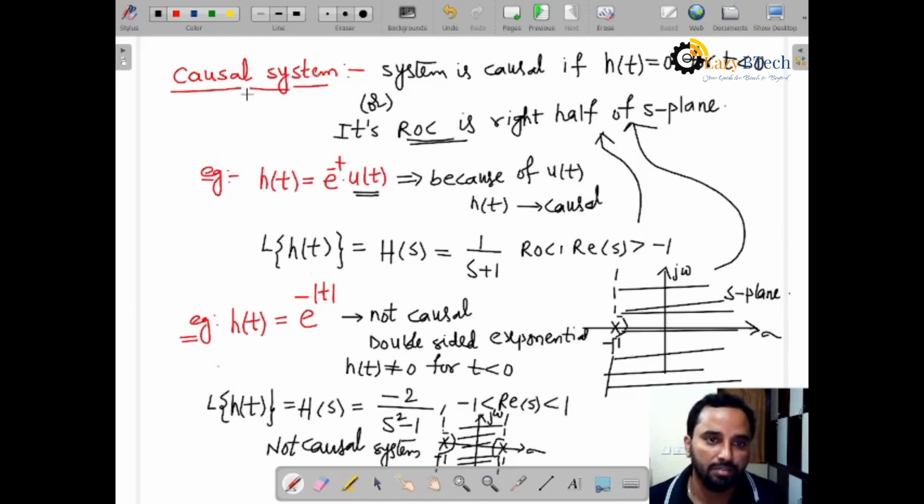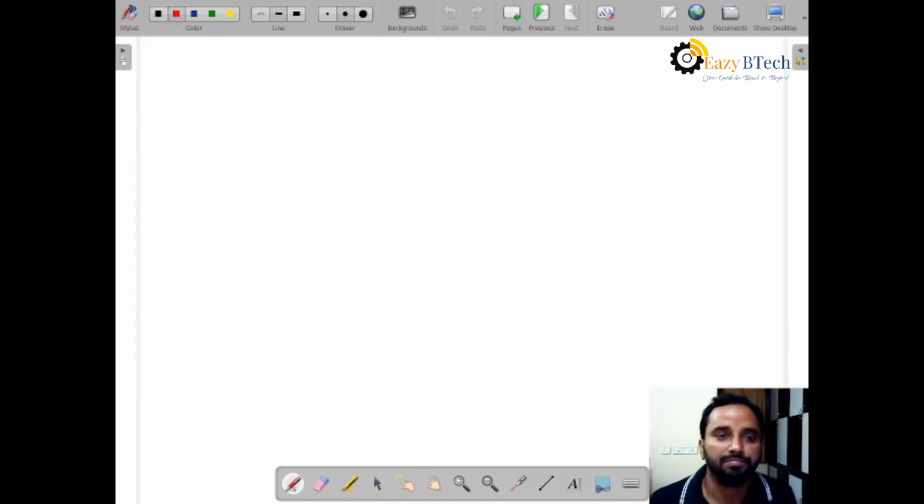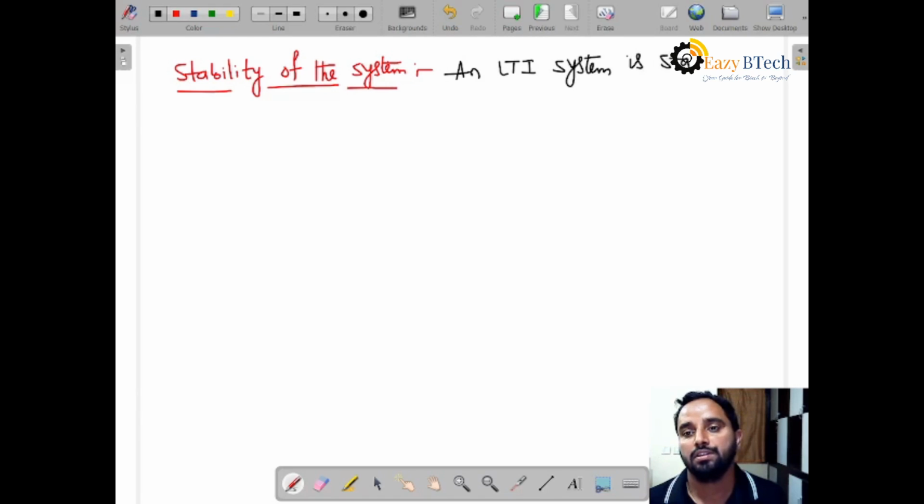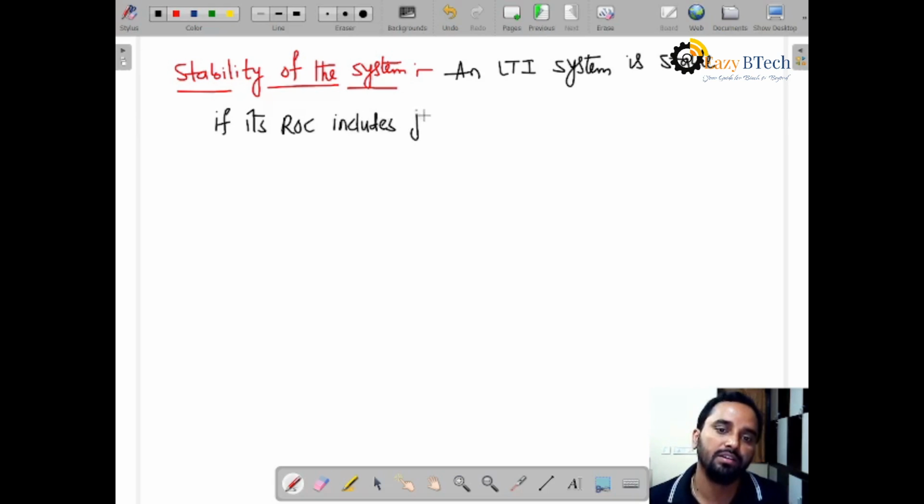Next we can discuss the stability of the system. How do we say whether a system is stable or not? The definition is: an LTI system is stable if its ROC includes the j omega axis, or imaginary axis. Otherwise it is unstable.